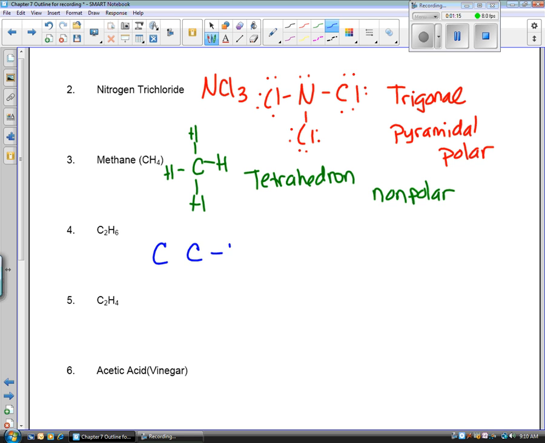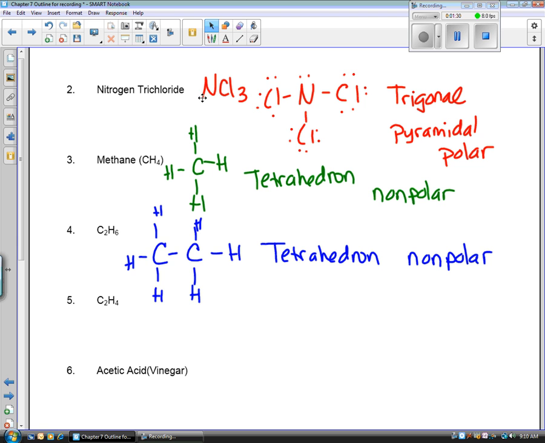C2H6, put our carbons in the middle, hydrogens around them. And again, we have a tetrahedron. And again, it's nonpolar. Doesn't matter which central atom you choose, they both have 4 around them.